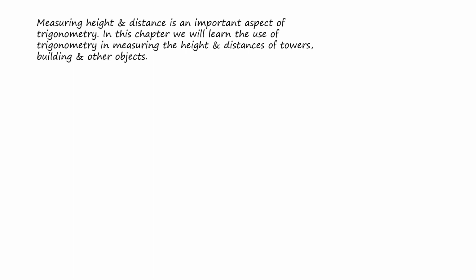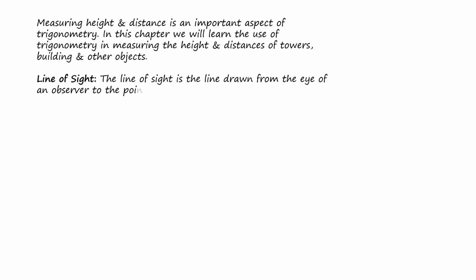So before we go further, let us be familiar with some particular definitions like line of sight. The line of sight is the line drawn from the eye of an observer to the point in the object viewed by the observer.